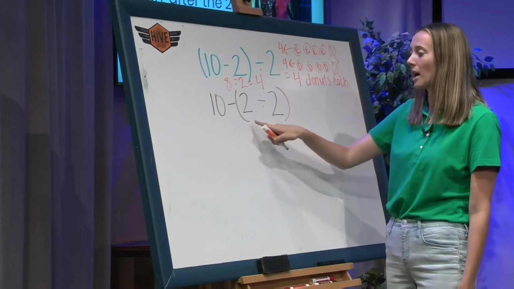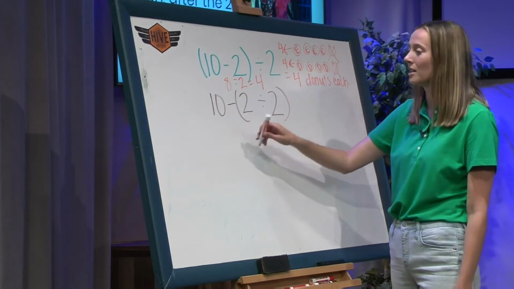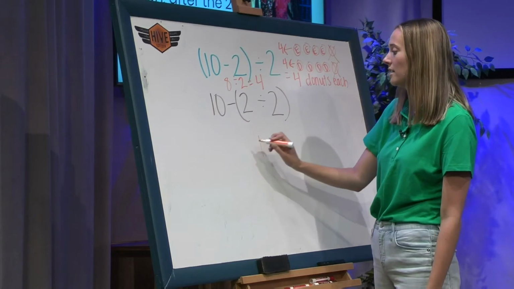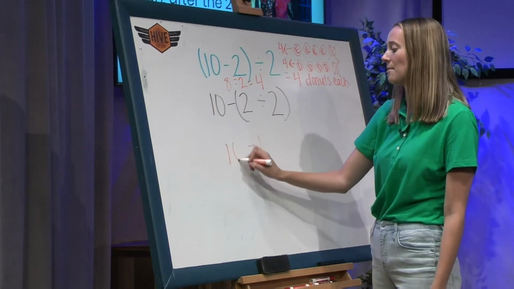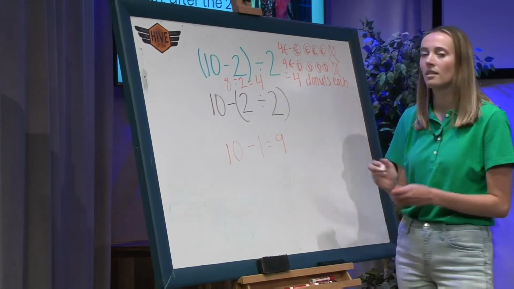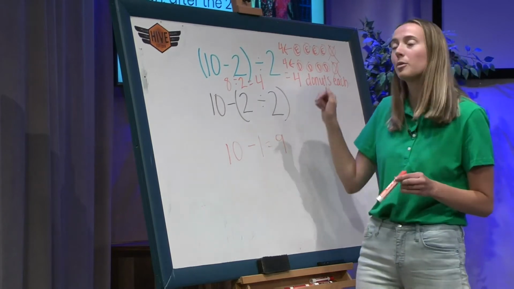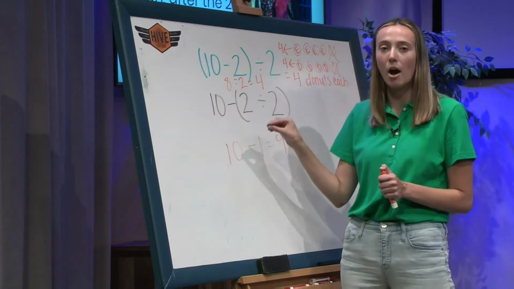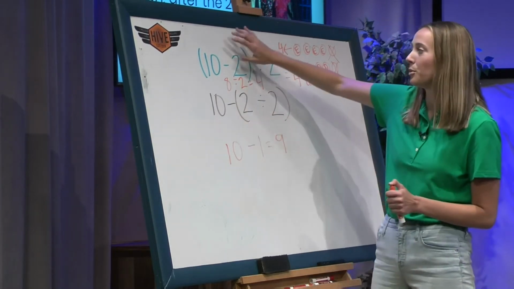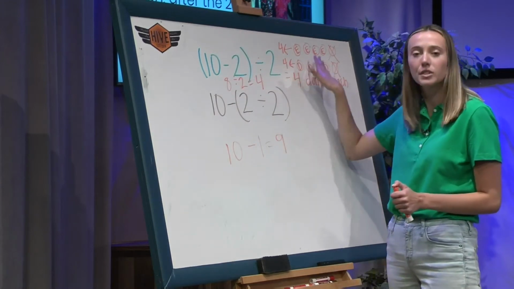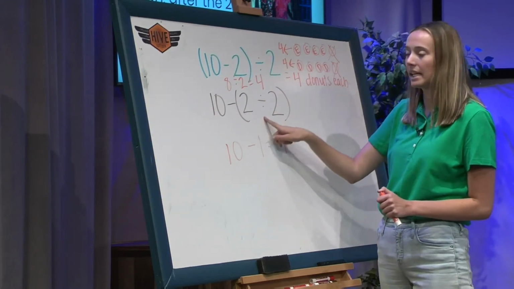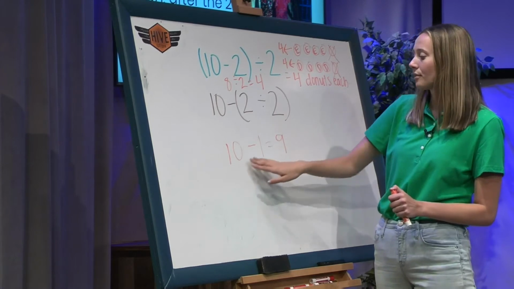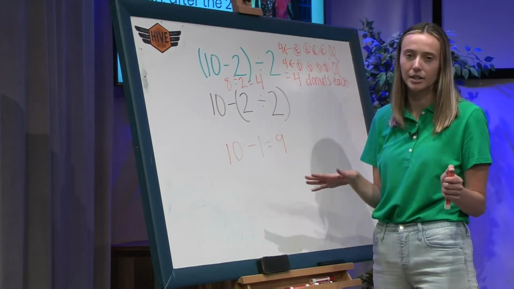Okay, now if we do it this way, we have to do 2 divided by 2 first. So 2 divided by 2 is 1. Then you do 10 minus 1 equals 9. So do you see how using parentheses will change the outcome of your answer? If you put it here, you're going to get 4, which is the correct answer. If you put it here, then you're going to get 9, which is the wrong answer.